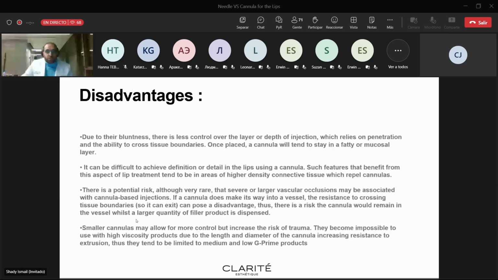Disadvantage, maybe if you are new to injection of the cannula in certain areas, you cannot be precise, or you can be at a different level or different depth. As I said, layer, or I want to inject superficially, but I'm too deep, so I'm in the muscle or I'm in the mucosa. So layering is very important. Try to manipulate, try to just be soft and gentle while injecting using the cannulas.